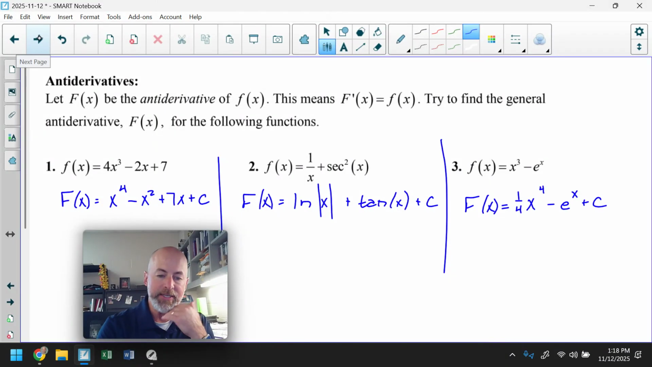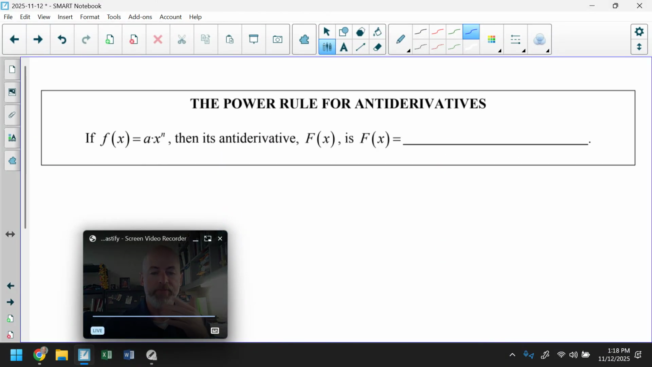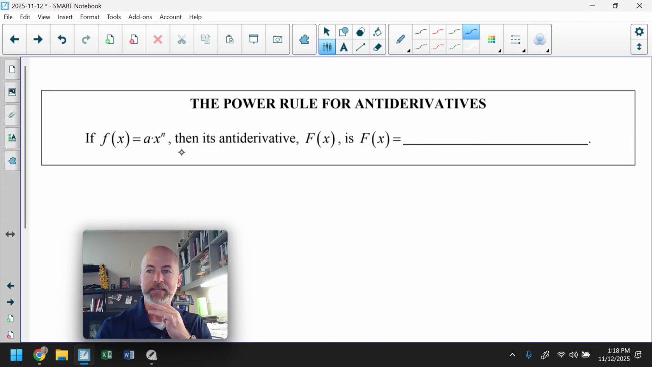If it is in polynomial form, if your little f is in a form that resembles a polynomial, that'll be a number times x to a number power, then the antiderivative follows this pattern. And just like with derivatives, we can ignore that constant a. If there's a constant times your function, that does not impact the antiderivative.